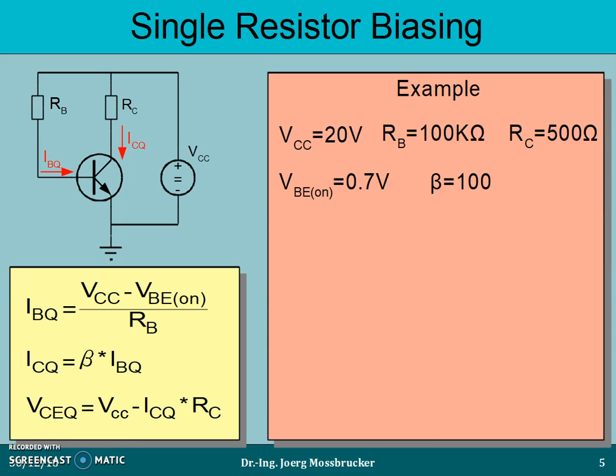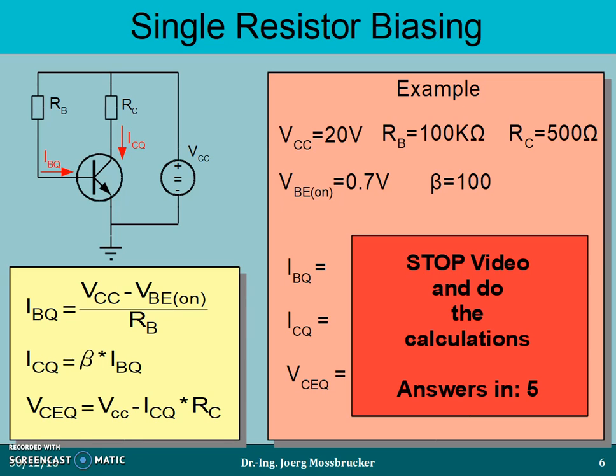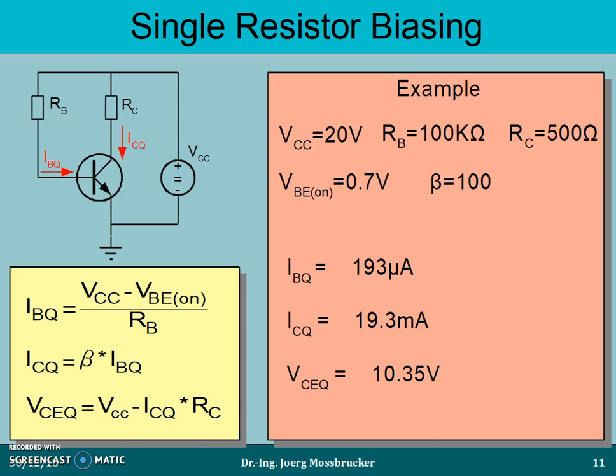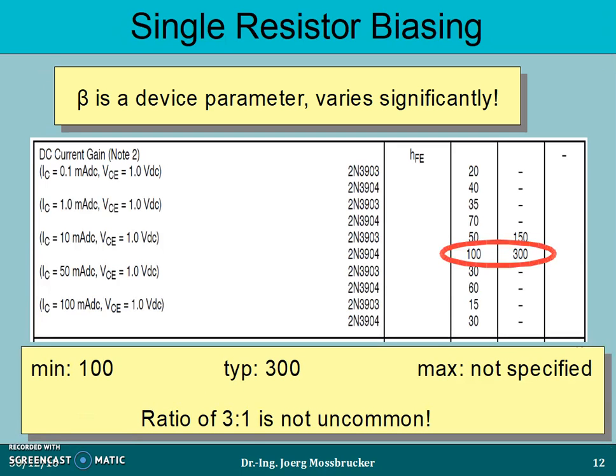Let's do a little example where VCC is 20 volts, RB 100 kilo ohms, RC 500 ohms, VBE on 0.7 volts, and beta 100. Please do those calculations and stop the video while doing so. The answers will be revealed in 5 seconds. Here we have it, the base current at 193 microamps, the collector current 19.3 milliamps, and the collector emitter voltage being 10.35 volts. This all looks good.